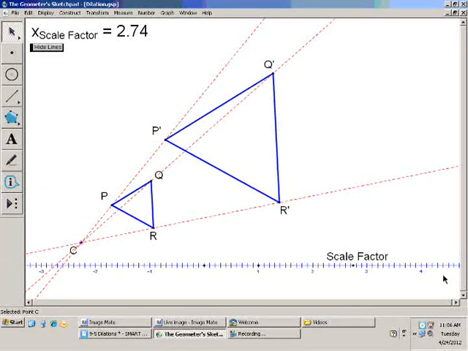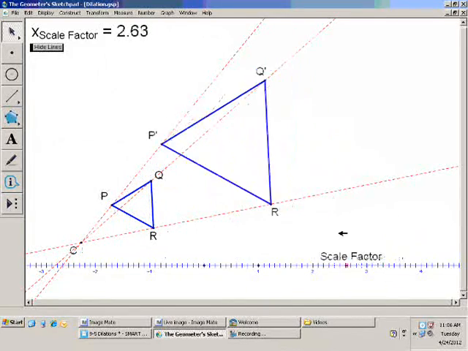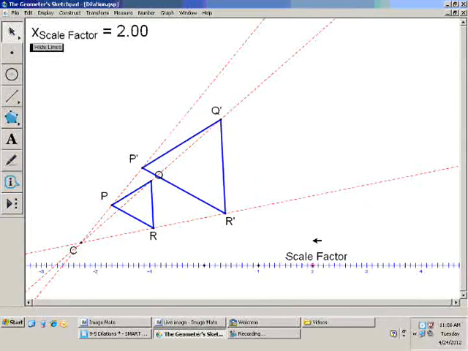All right, here's an example of a dilation. Triangle PQR is the pre-image, and it's being dilated with center C. Now I can adjust the scale factor, and if the scale factor is about 2, then all the lengths in the image are twice as long as the corresponding lengths in the pre-image.